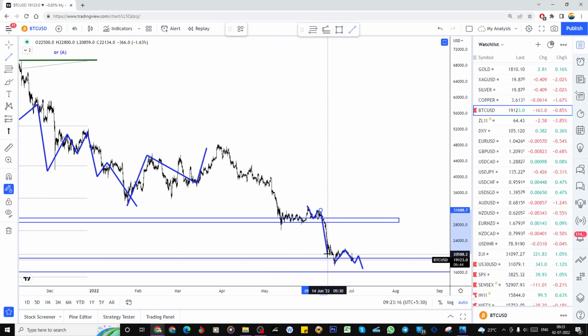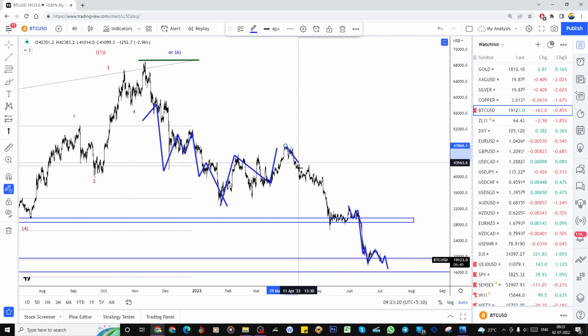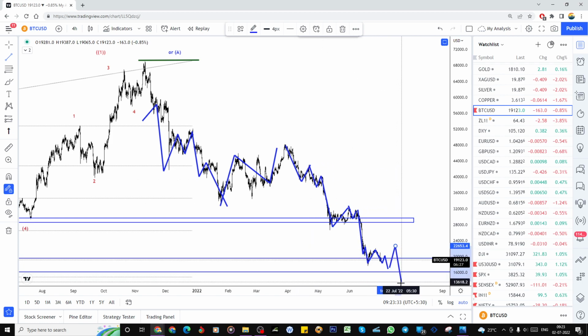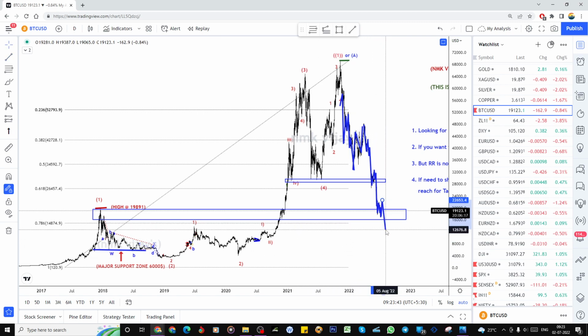Here it's already completed, and this is the 1, this is the 2, and here is the 1, 2, 3, 4 and 5. So for this wave 1, this is the wave 2, the 3 is completed, and we are in the 4th wave, and one more 5th wave. So it will definitely reach 15,000, I think so, here in this zone.